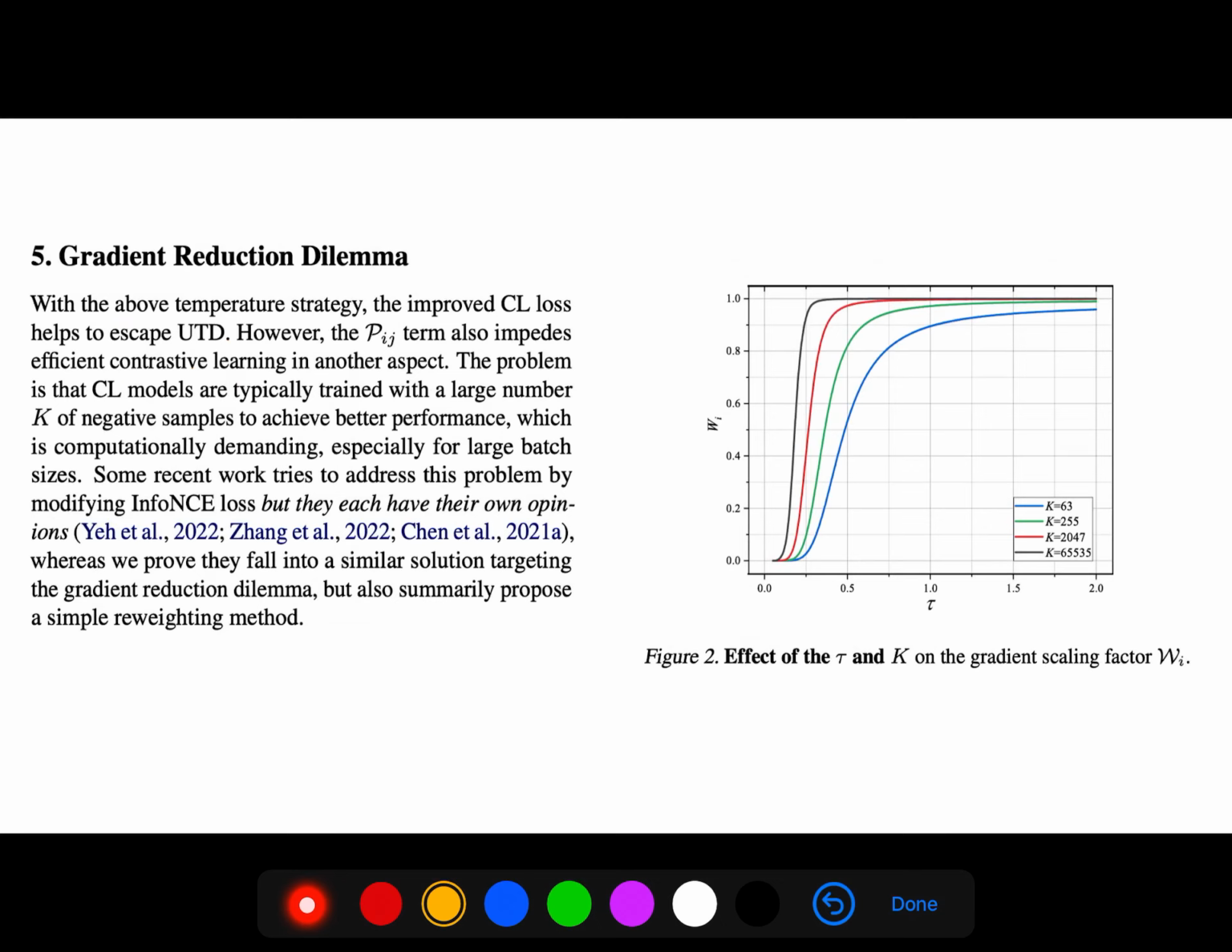Gradient reduction dilemma. Some recent work tries to address this problem. The problem is that CL models are typically trained with a large number of negative samples to achieve better performance, which is computationally demanding, especially for large batch sizes. So we prove they fall into a similar solution targeting the gradient reduction dilemma, but we also propose a simple reweighting method. You see the effect of the temperature and K on the gradient scaling factor.